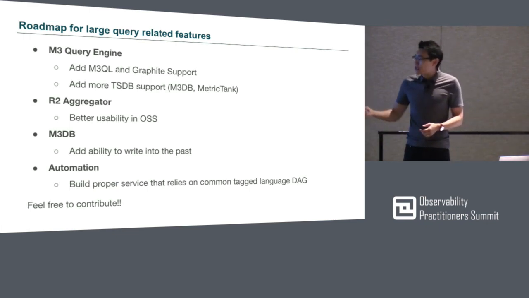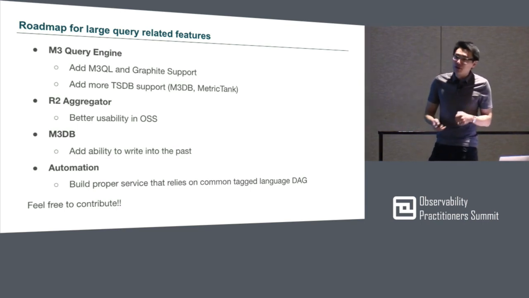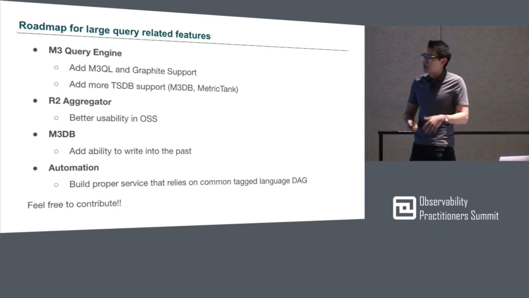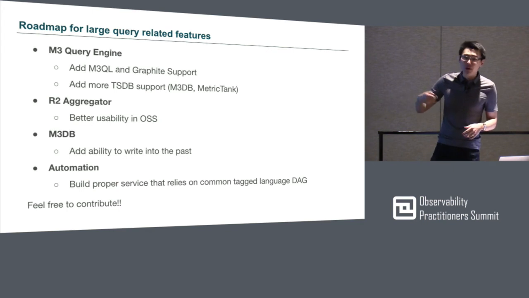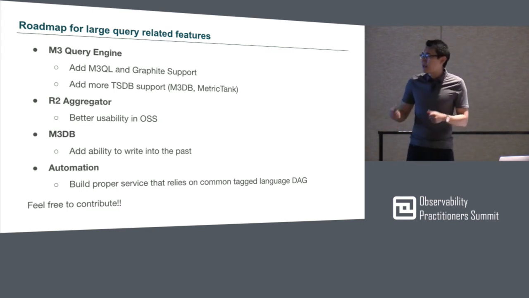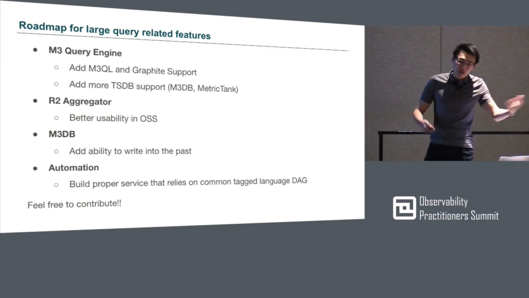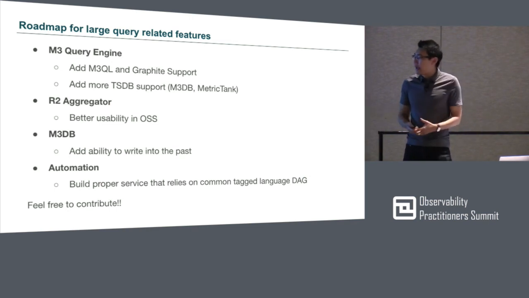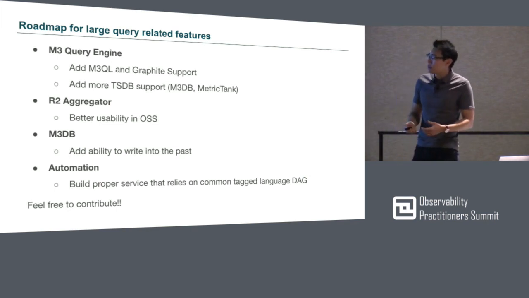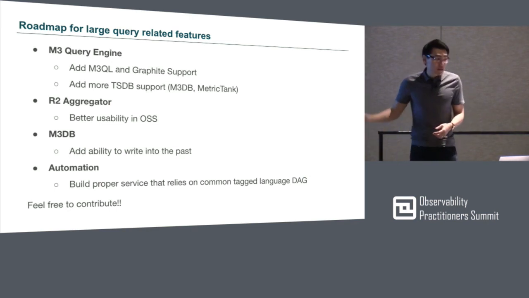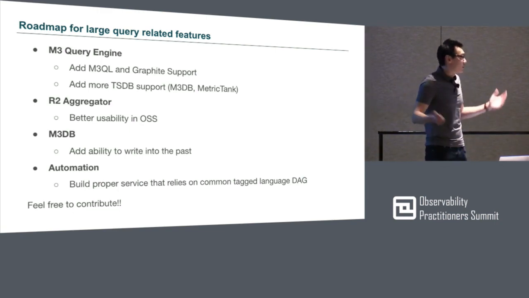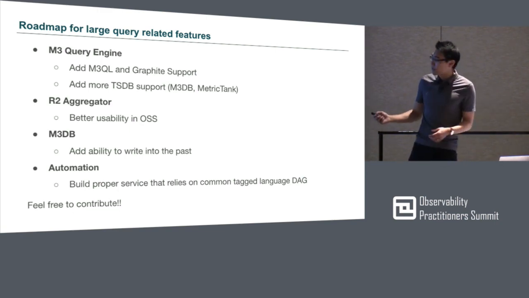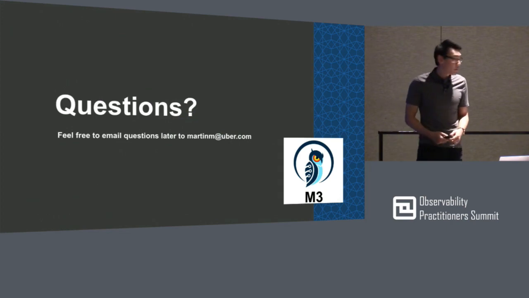And then with automation, we've done a really rudimentary automation of a subset of our use case, but we actually want to write a proper service that can talk to both the aggregation tier and the query engine, and hopefully do all of this stuff in an automated fashion. All of this stuff is open source, so please also feel free to contribute as well. Cool. That's all I had.